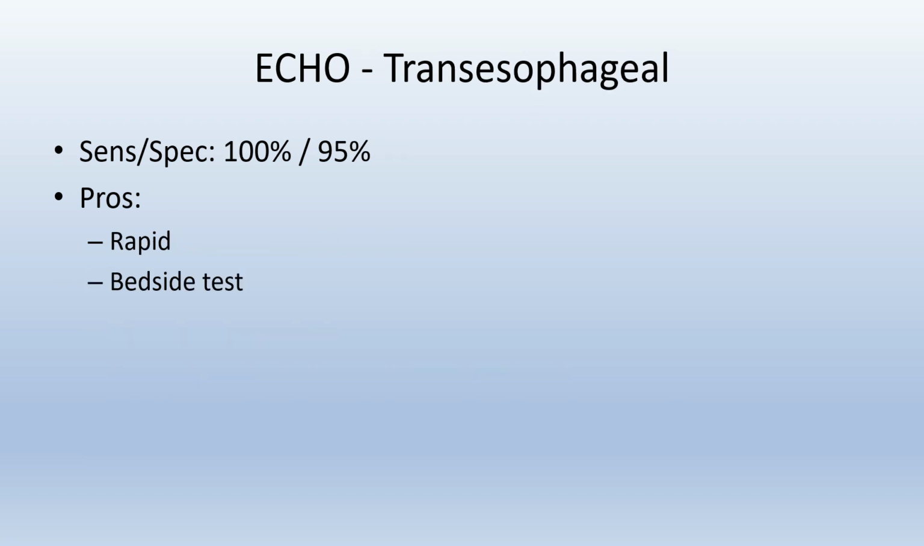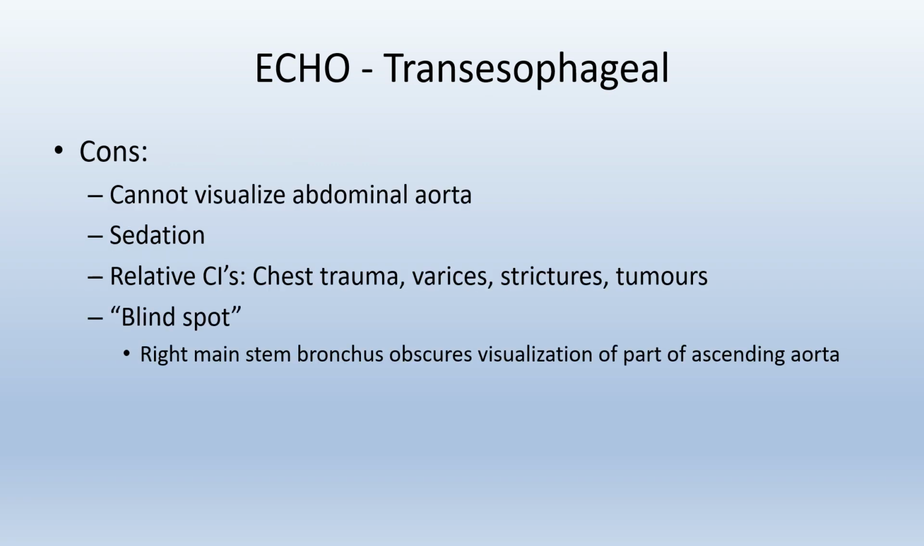Transesophageal echo sensitivity is 100% and specificity is 95%; it is a rapid bedside test. Cons: cannot visualize the abdominal aorta, and sedation is required. Relative contraindications: chest trauma, varices, strictures, tumors. There is a blind spot: the right main stem bronchus obscures visualization of part of the ascending aorta.